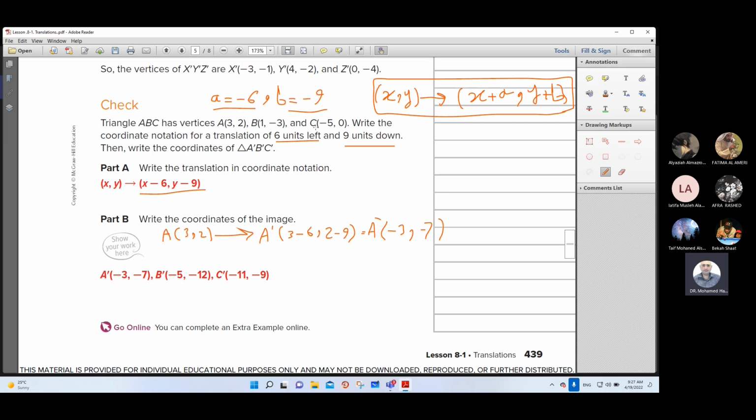The second point, B, is (1, -3). Then the translation B prime: use the same rule. X minus 6 means 1 minus 6, which is minus 5. And minus 3 minus 9 means minus 12.